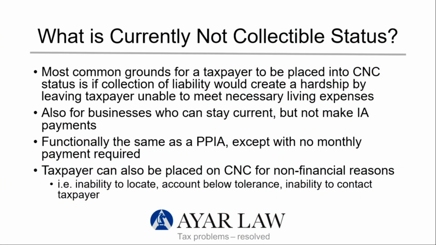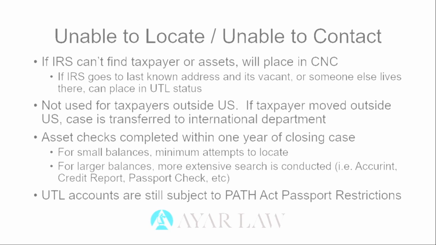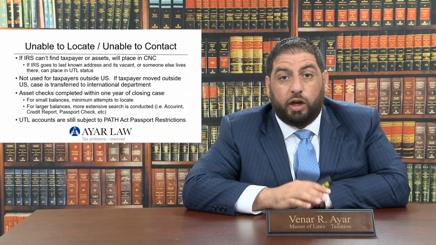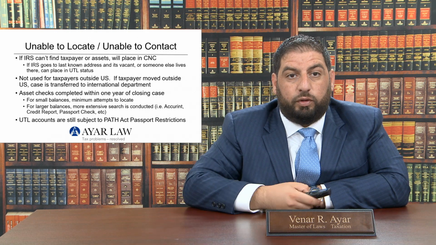Taxpayers can also be placed on non-collectible status for non-financial reasons. Remember, the most common reason is financial hardship, but also there's inability to locate, there's an account below the tolerance level, a certain threshold that the IRS won't tell anybody what it is, that they just don't even bother with, or if they put you as inability to contact. So unable to locate, unable to contact is if the IRS can't find the taxpayer or their assets. They'll just put the account on the back burner in unable to locate currently non-collectible status.